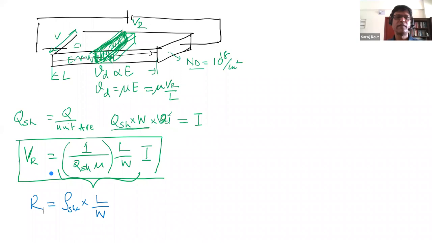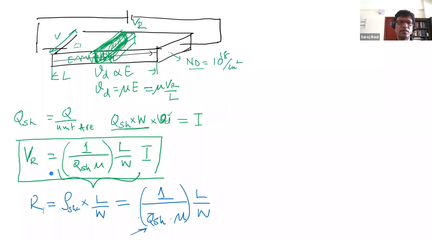So anytime you're deriving an equation, it's always good to do a sanity check. What do I mean by sanity check? Do all the proportionalities make sense or not? So we'll take this resistance equation, 1 over QSH mu times L over W, and see if all the proportionalities make sense. Let's start with the first one. This equation says that if my Q sheet, that is charge per unit area, increases, then the resistance decreases.